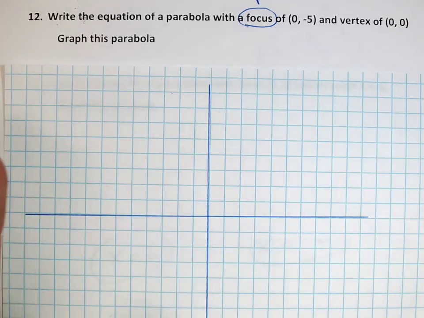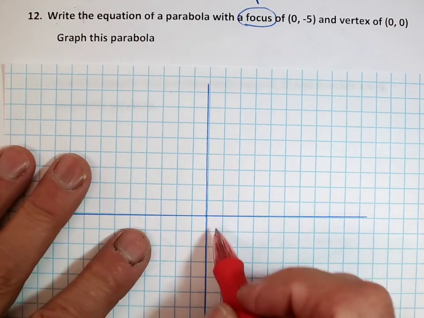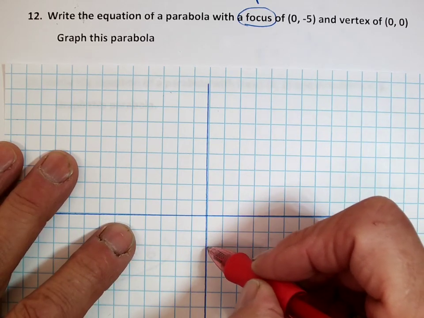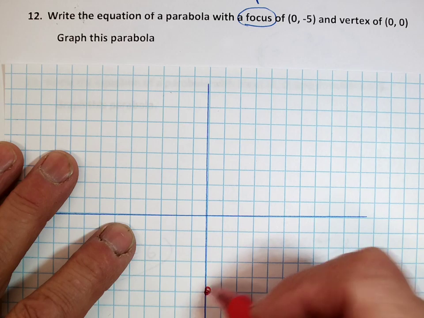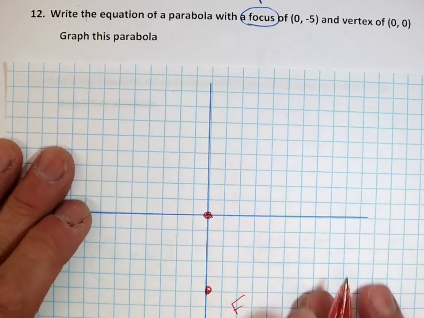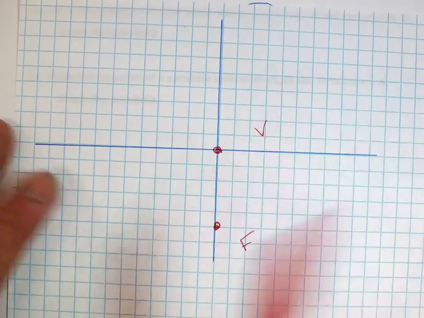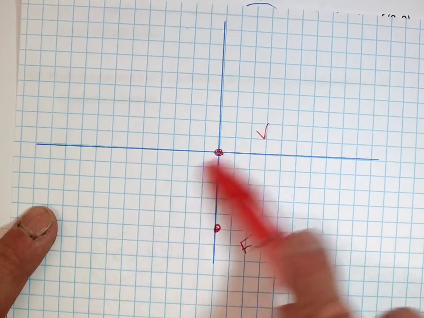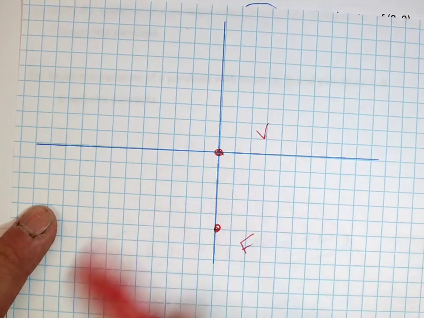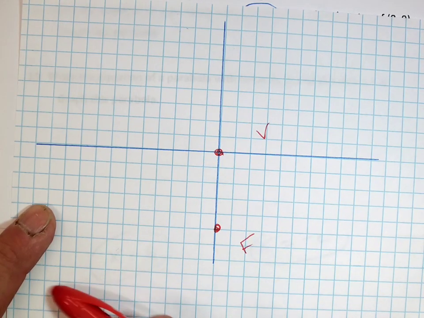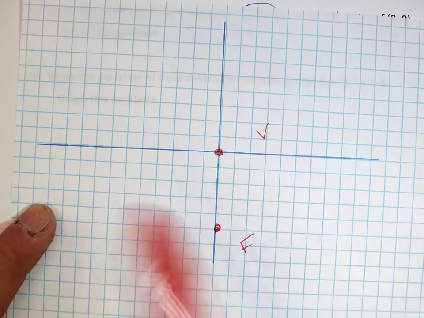And if I have a focus of 0, -5, let's see, that's going to be 1, 2, 3, 4, 5. There's my focus. And I have vertex of 0, 0. I know that it has to go as a frowny face because the parabola always goes around your focus. Always. It always goes around your focus, okay? Think about Apollo 13 where they took that spaceship and wrapped it around the sun, okay?